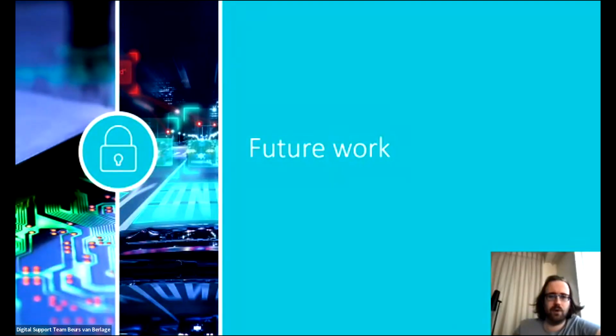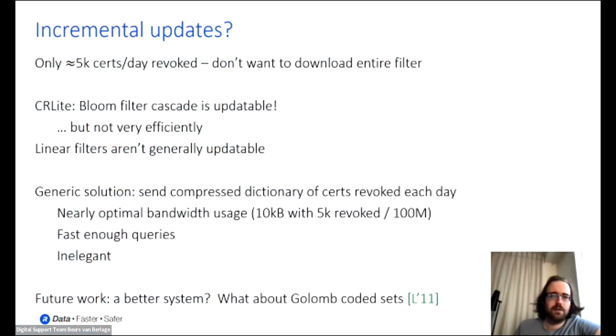There's still plenty of work that could be done. One example that is not addressed here is incremental updates. So this is so far talking about compressing an entire CRL, but in fact, only a few thousand certificates are revoked each day, and it doesn't make sense for the clients to download an entire new, freshly compressed filter every day. It turns out that CR-Lite's Bloom filter cascade can be updated with delta updates, but the update process is not very efficient and is not implemented in Firefox.